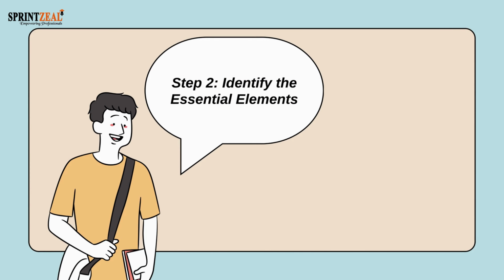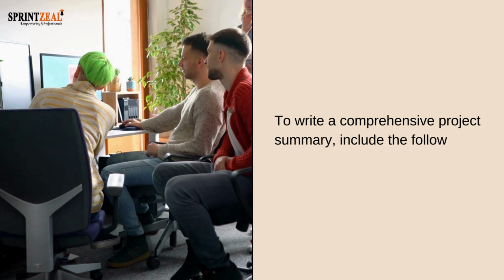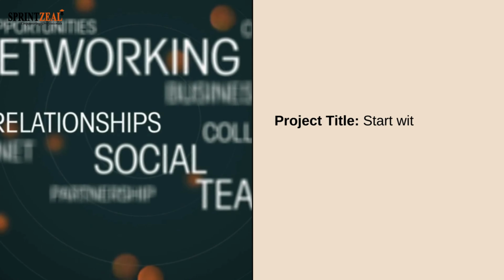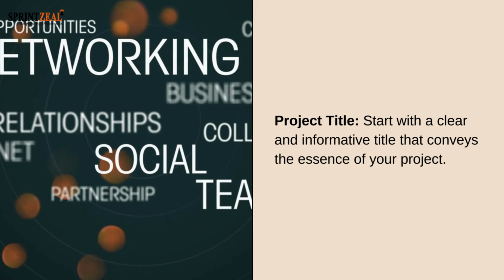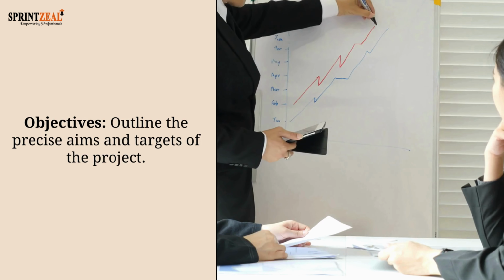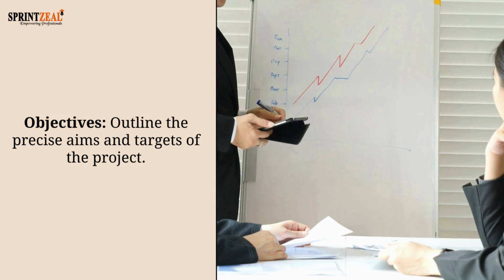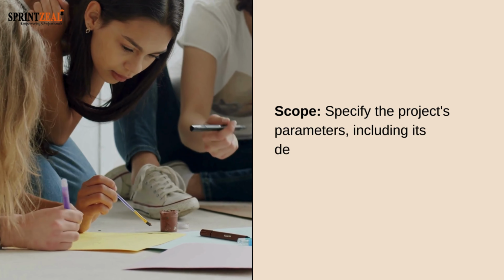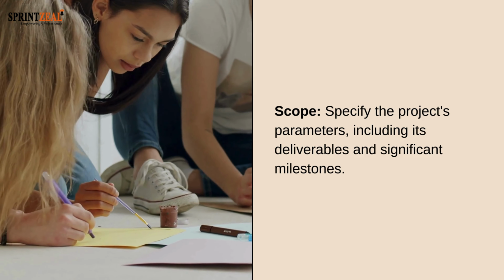Step 2. Identify the essential elements. To write a comprehensive project summary, include the following essential elements. Project title. Start with a clear and informative title that conveys the essence of your project. Objectives. Outline the precise aims and targets of the project. Scope. Specify the project's parameters, including its deliverables and significant milestones.